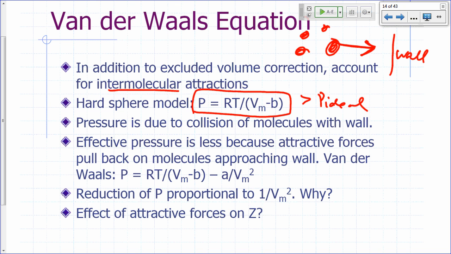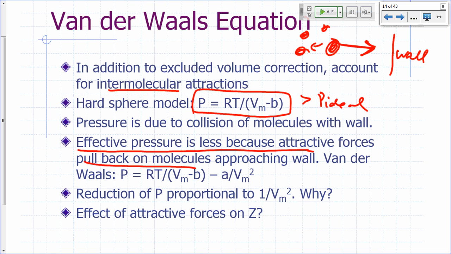Attractive forces will pull back on the molecule. Under ideal conditions, a molecule would approach your wall at constant speed. But because of attractions from the other molecules in your sample, it slows down a little as it approaches the wall. As it moves away from the other molecules, it is pulled back by them. That leads to lower pressure on the wall. So your effective pressure would be less, because the attractive forces pull back on the molecules approaching the wall.